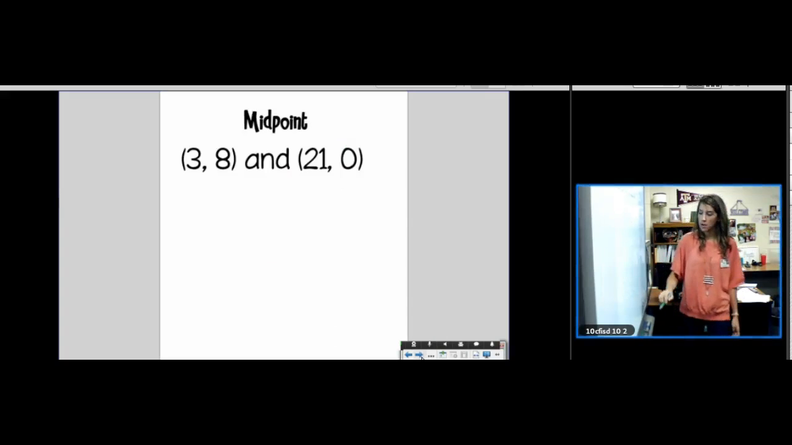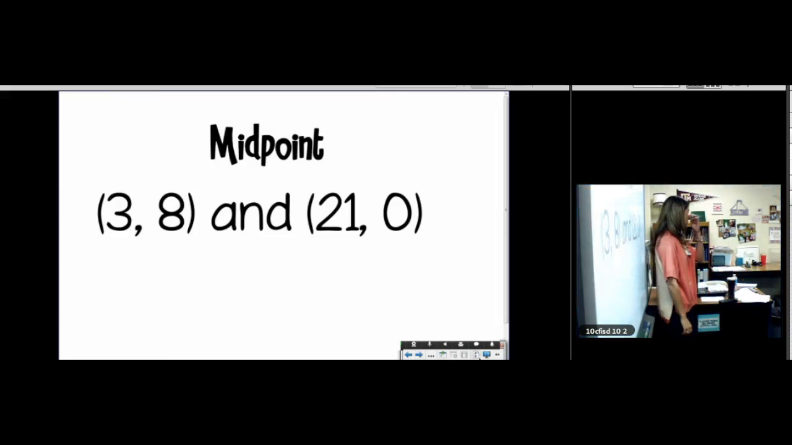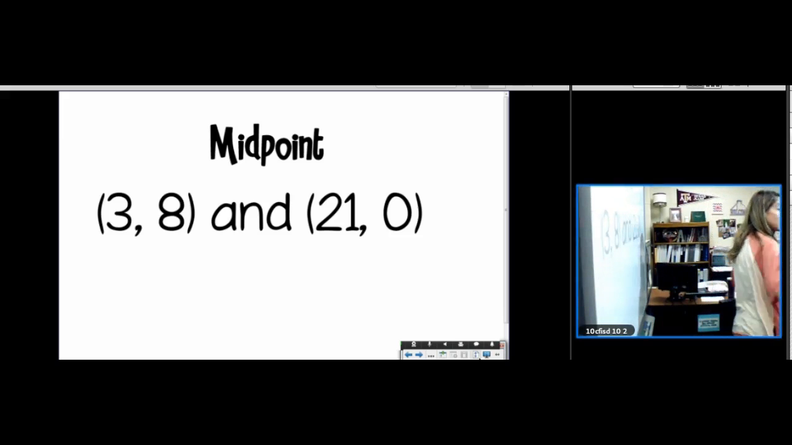Next problem, finding midpoint. Use the midpoint formula, finding midpoint, the middle, the point that divides the segment into 2 congruent segments. Let's go. Add your x's and divide by 2. Add your y's and divide by 2. I made them really pretty. The second one is right. The first one you need to try again.